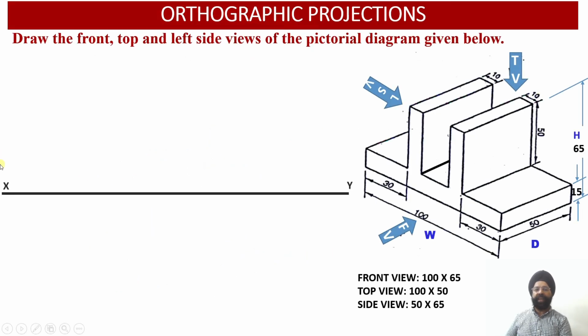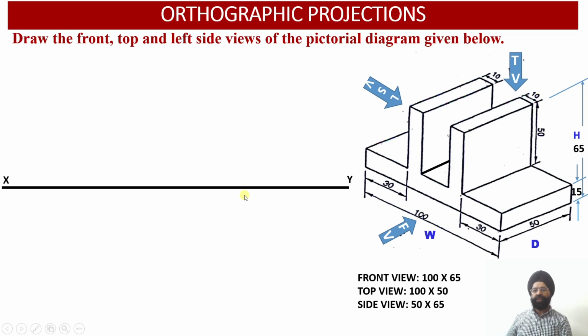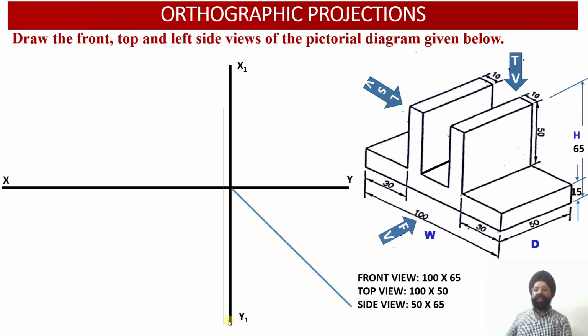To begin with, we are required to draw the XY line, right? So this is our baseline. Then, corresponding to the intersection of the profile plane with the horizontal plane and the vertical plane, we have this vertical reference line which is called the X1 Y1 reference line. Now let us start with the construction of the front view.